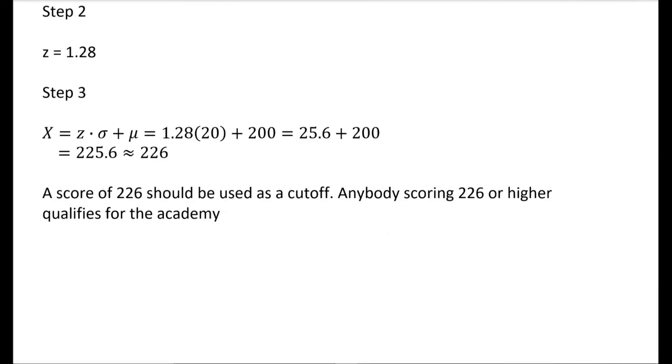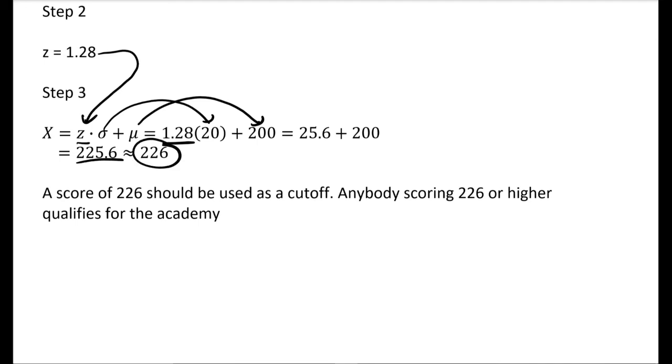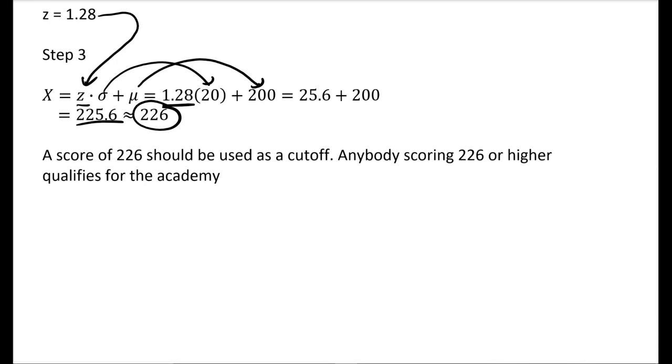We're going to do step three, which means plug that z-score into the x formula. So we have 1.28 here, times the sigma of 20 plus the mu. And in that case, you get an x value of 225.6, which we're going to round to 226. So this means that a score of 226 should be used as a cutoff to determine those that qualify for the academy. So anybody that scores that score or higher will qualify.